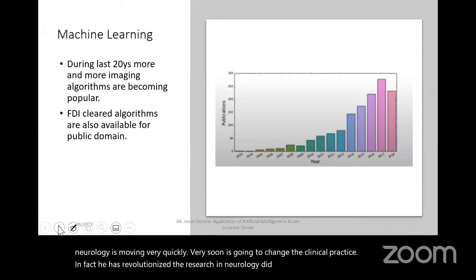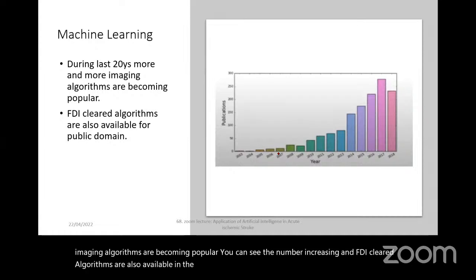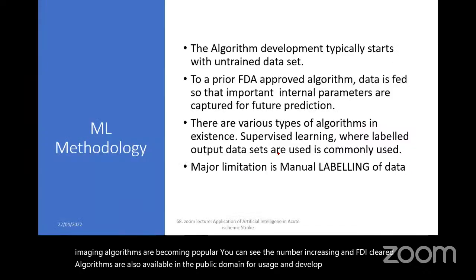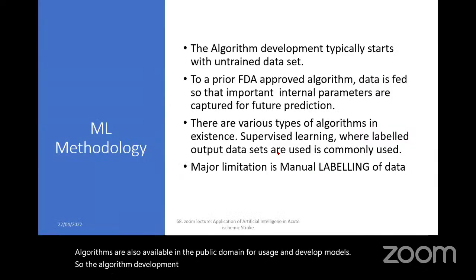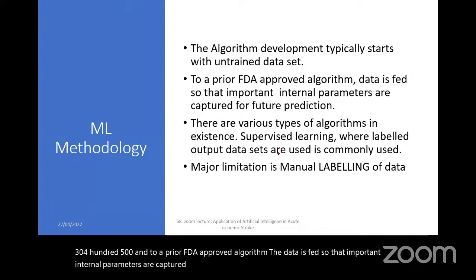In the last 20 years, more and more imaging algorithms are becoming popular. You can see the number increasing, and FDA cleared algorithms are also available in the public domain for usage and to develop models. So algorithm development typically starts with an untrained data set. That means you should go through all the medical records which are available with you over the last 300, 400, 500. And to a prior FDA approved algorithm, the data is fed so that important internal parameters are captured for future prediction. There are various types of algorithms in existence.